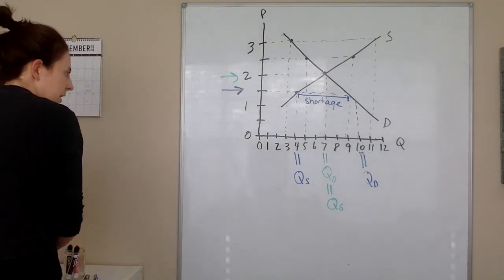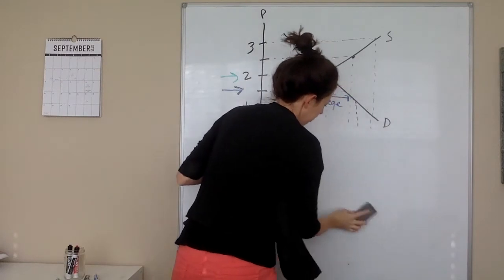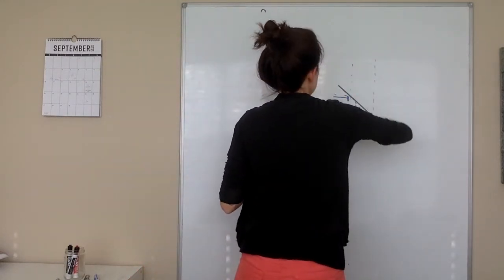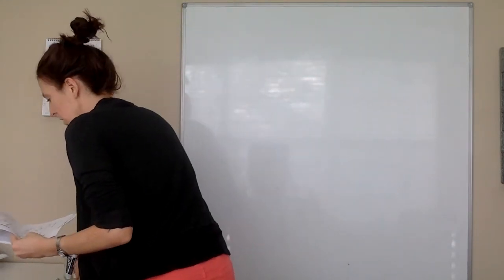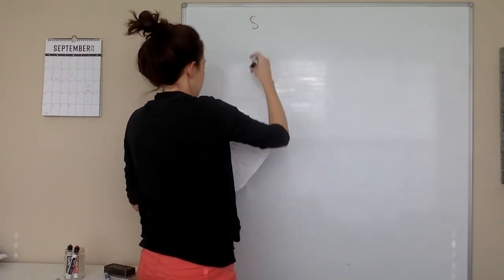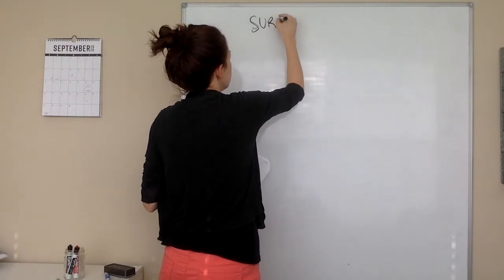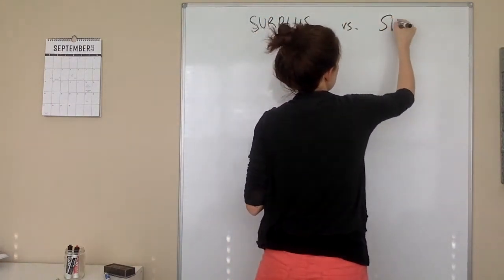Okay, so make sure this is clear for the exam. I'm going to draw you a side-by-side comparison so you can make sure you get this. So this is going to be a side-by-side comparison of a surplus and a shortage.